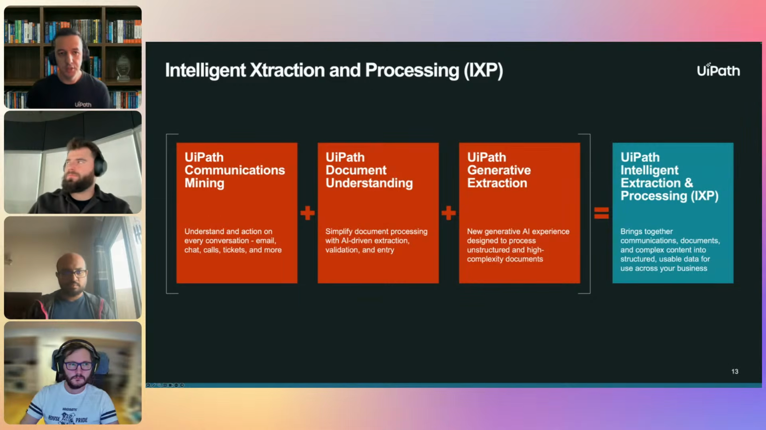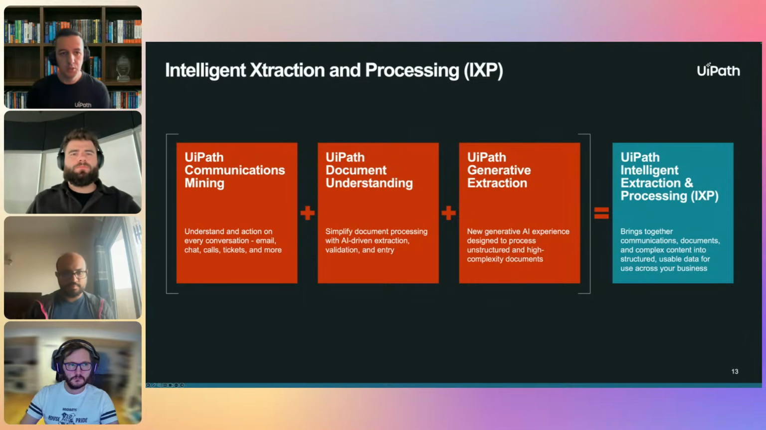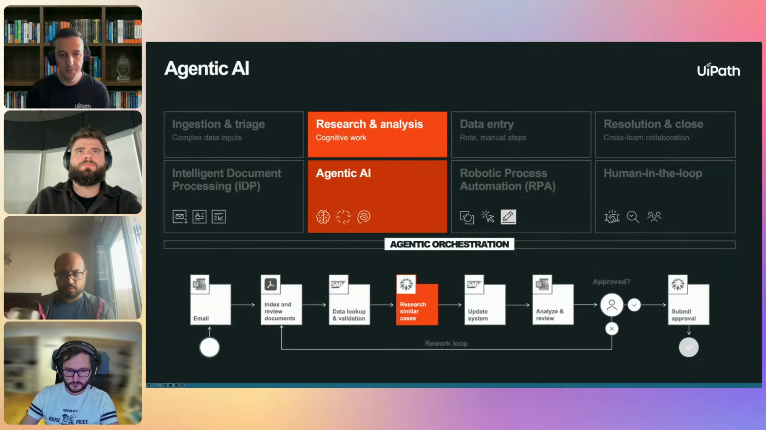What does the offering look like? It's a combination of three products, basically, with communications mining, handling how or understanding how you act in emails, chats, tickets, and so on. Document understanding focuses on repeatable extractions and validations for structured and semi-structured docs, and generative extraction that optimizes for unstructured or complex documents. Combined, they are your IXP offering.